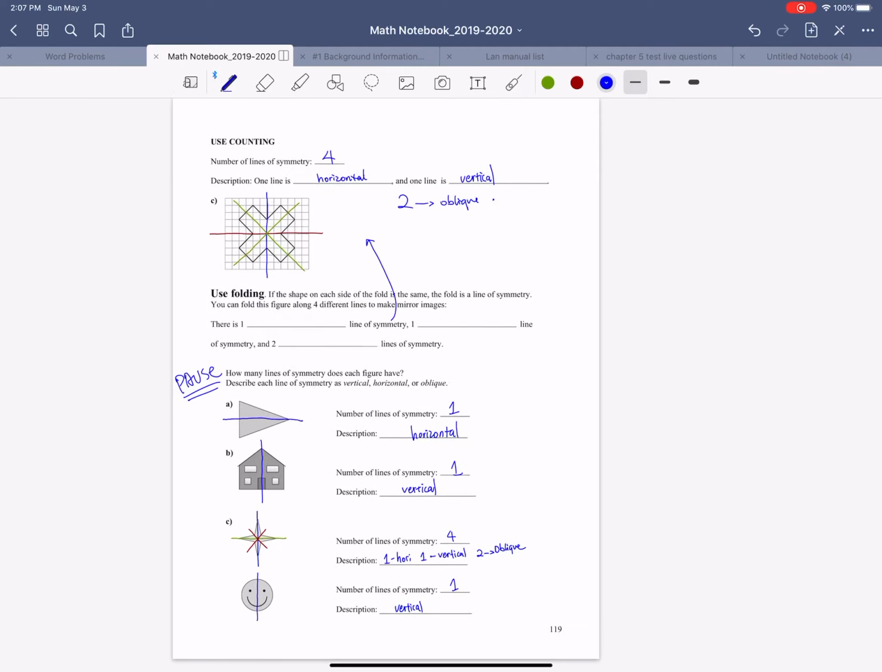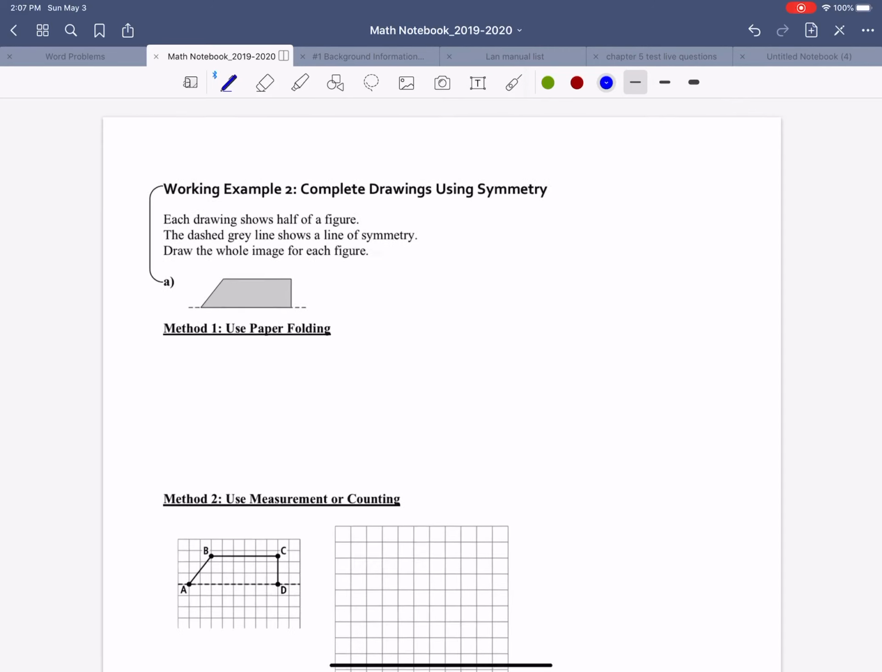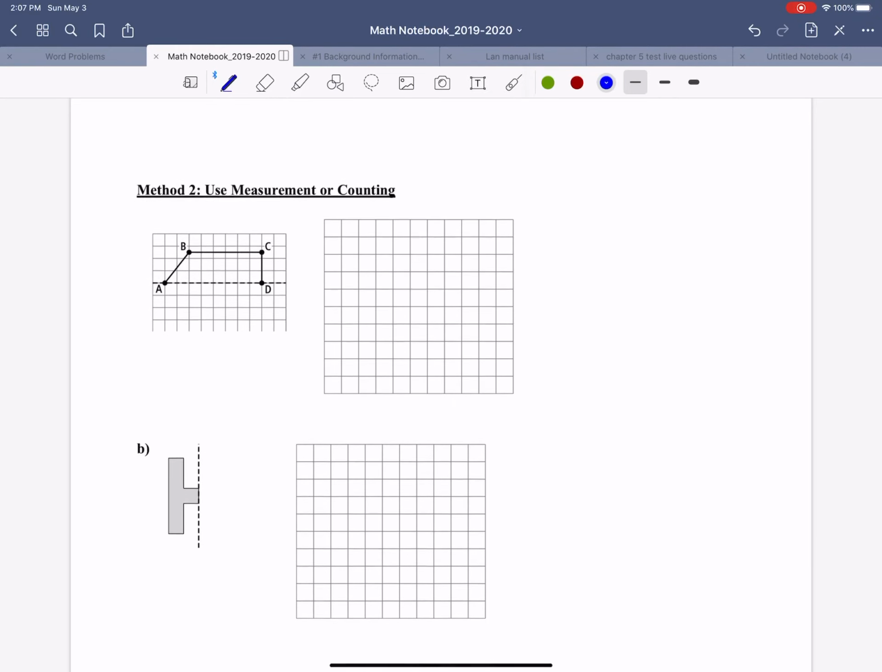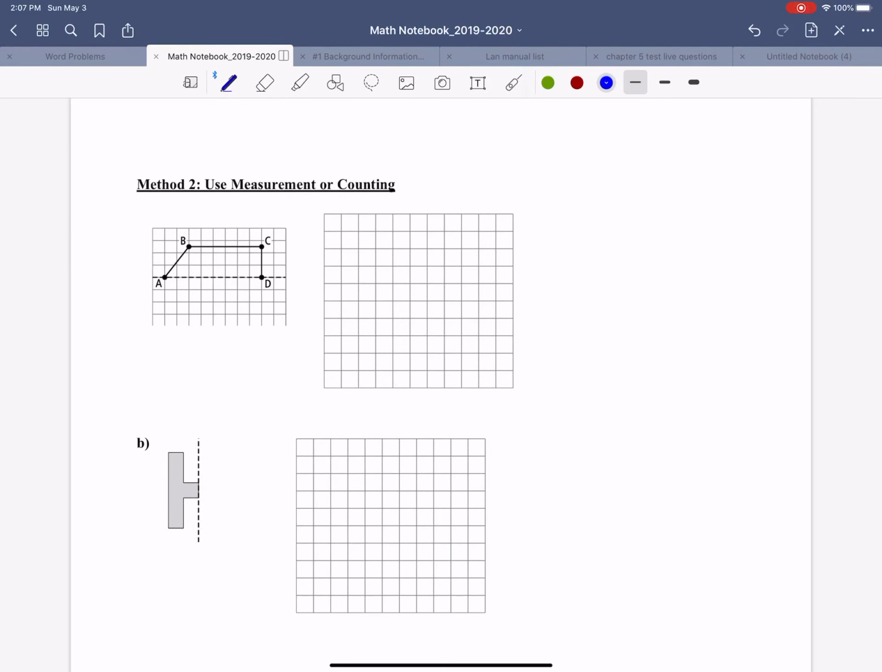Great. And next page. Complete the drawing. So basically you just complete the other half. Done. Okay, and this one as well. The reason why they ask you this is that they might ask you the coordinates of stuff. So I'm going to show you what that means later.